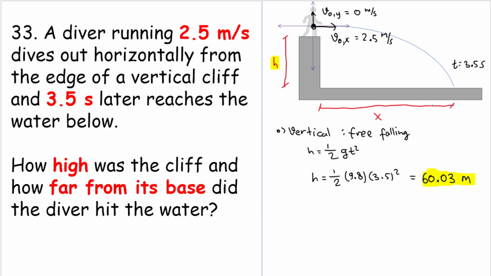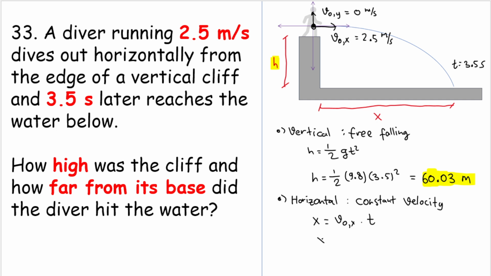Okay, and then what about the horizontal direction? Because we need to find out what this x here is. So let's just do the horizontal direction. In the horizontal direction, we have initial velocity, and we can just assume that it is constant velocity, right? So we can just use velocity times time. So we will have x here equal to V0 in the x direction multiplied by t.